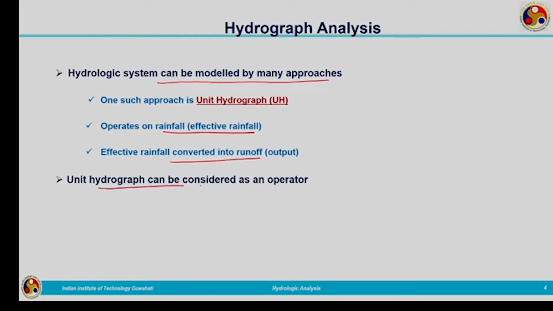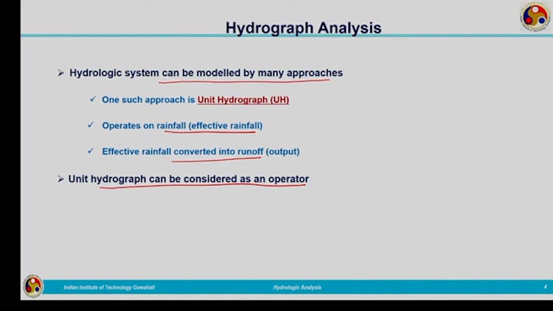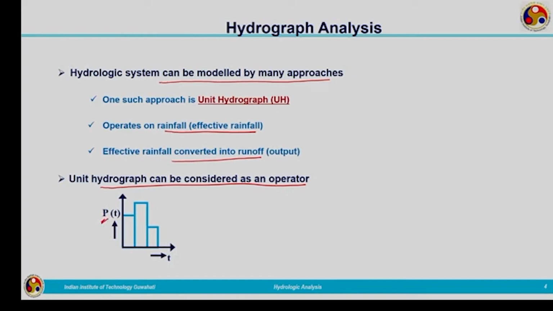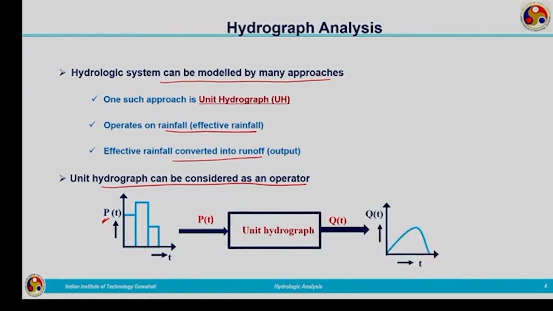So, the unit hydrograph can be considered as an operator. We have seen in the previous lecture that if you are considering a system, there is a transfer function which translates the input to the output. So, that transfer function in this case is the unit hydrograph. It is the operator. We have the effective rainfall. This PT is representing the effective rainfall after deducting the abstractions, which acts on the catchment. Here the transfer function is the unit hydrograph. It will be converting the input PT to QT. The effective rainfall is converted to the direct runoff hydrograph. QT is representing the direct runoff hydrograph.